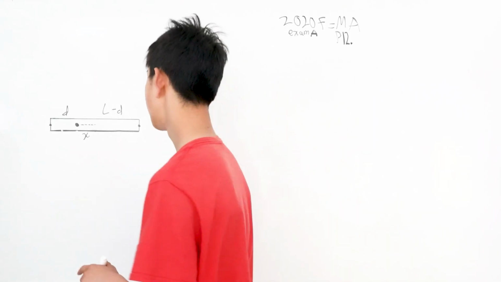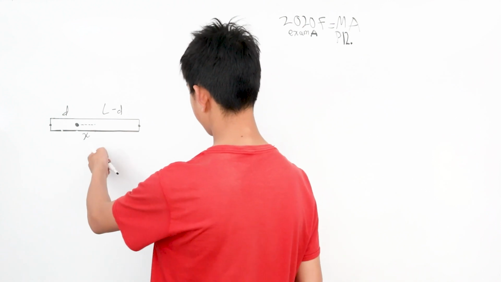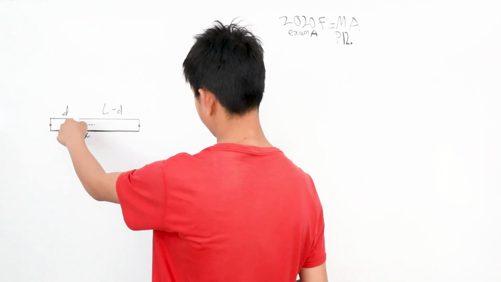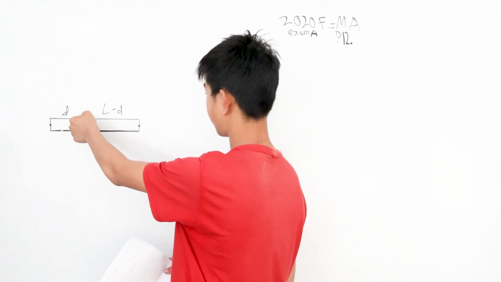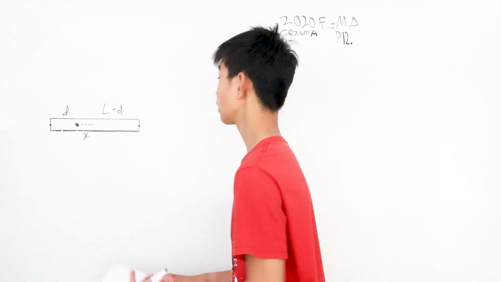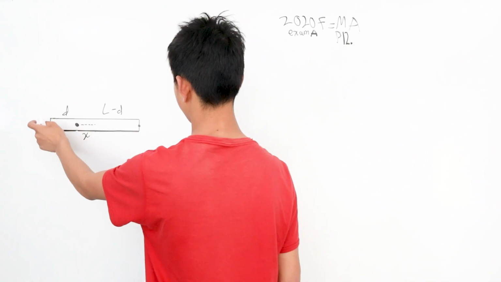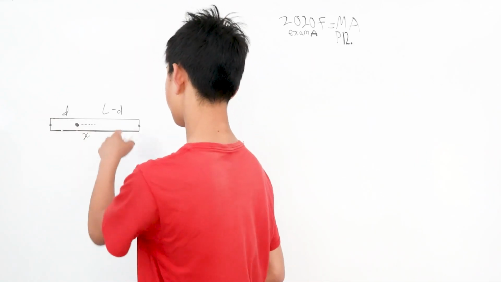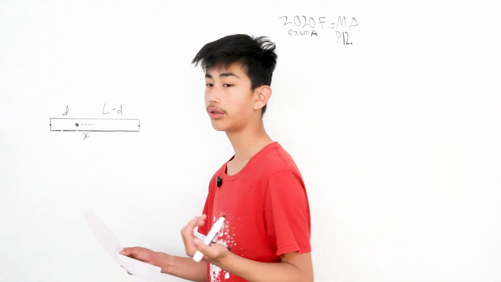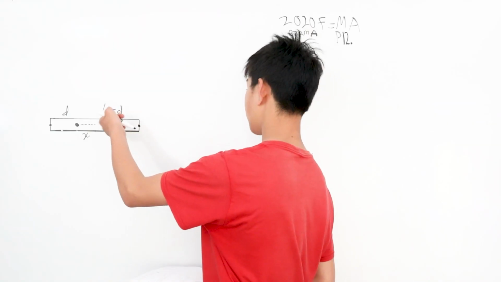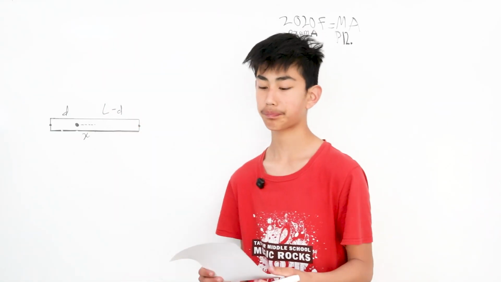Call the distance from the mass to its center x, where suppose this drawing shows that this dot's the mass. The d is the distance from the point mass to one of the edges, and then the other side is the total length, which is L, and then subtract d.